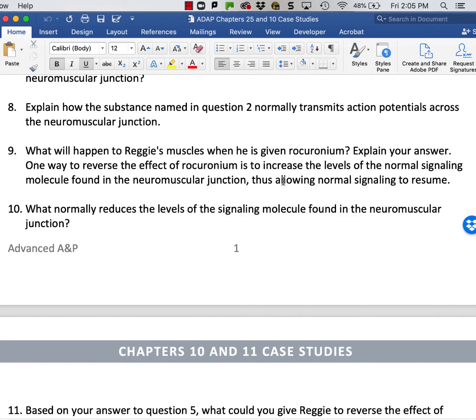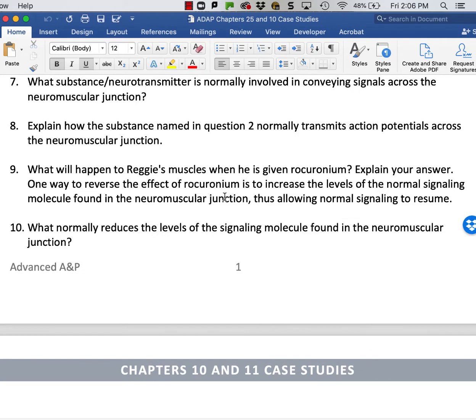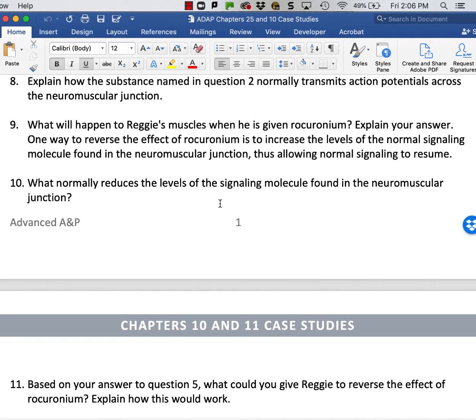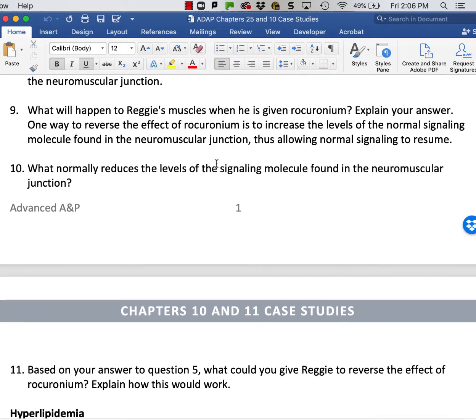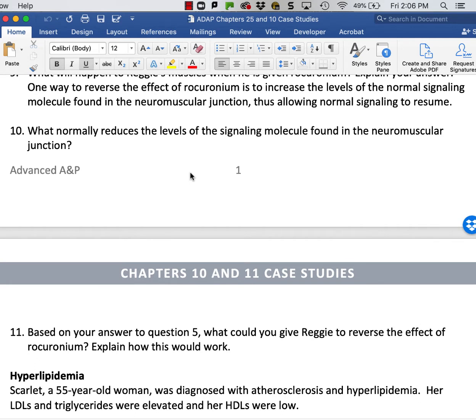One way to reverse the effect of Roc is to increase the levels of ACh, because Roc and ACh are competing for the same exact receptor. The one that's going to win is the one that's in higher concentration. So one way to reverse the effects of Roc is to increase acetylcholine, since they're competing. If you increase the concentration of acetylcholine greater than Roc, then acetylcholine will win and the person will regain control of their muscles. What normally reduces the levels of the signaling molecule found in the neuromuscular junction?